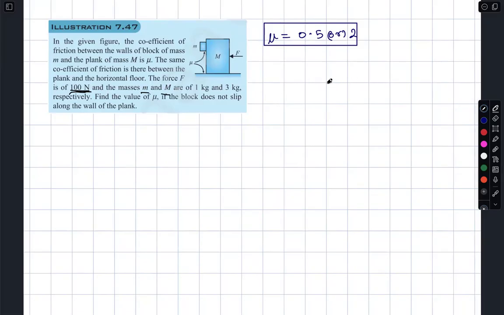Right. First thing, my very first step is I'll take the system as a whole as a single block. This is capital M plus small m as a whole.